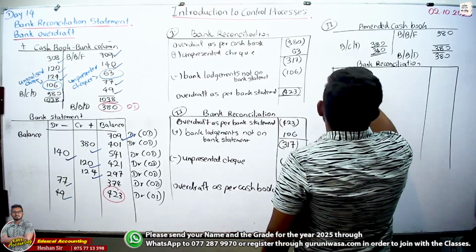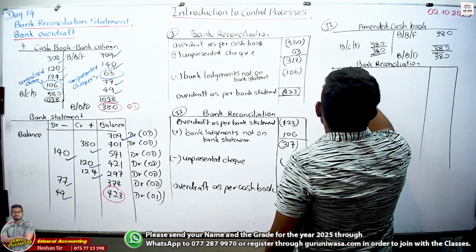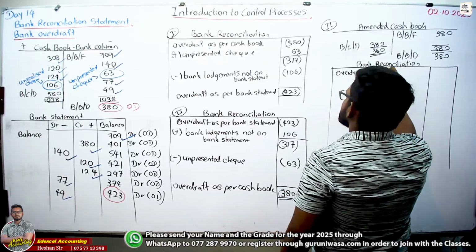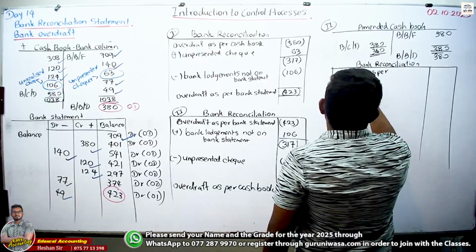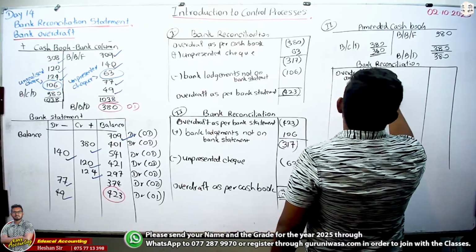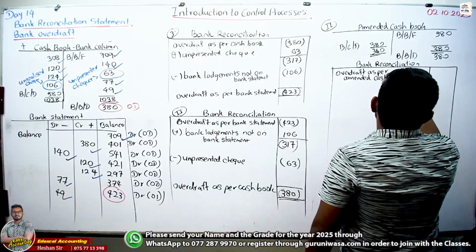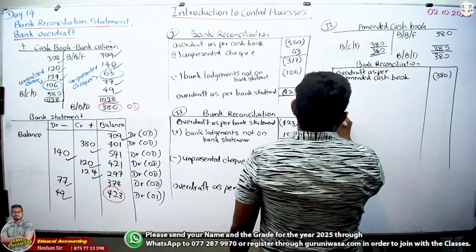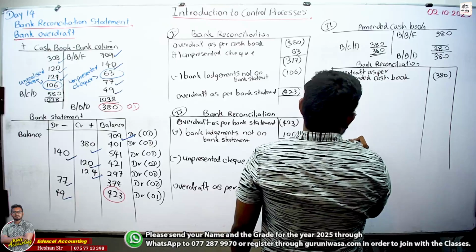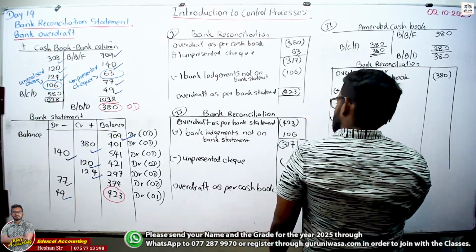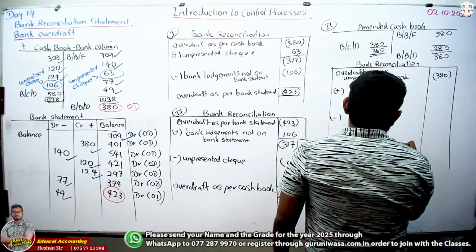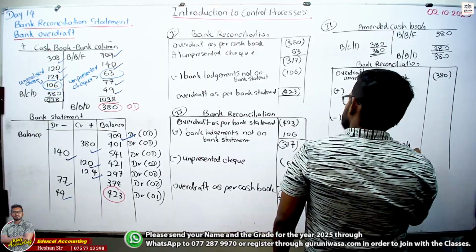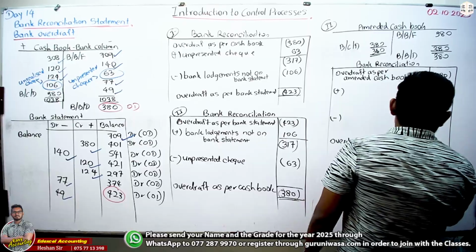Right? So overdraft as per amended cash book 380 plus minus, then overdraft as per bank statement. The same method, we need to get the answer 423.